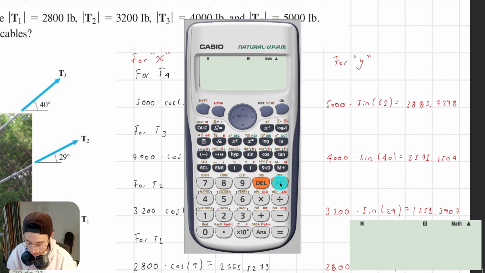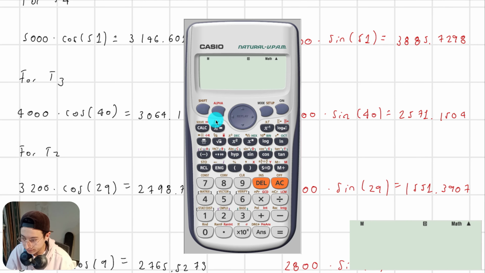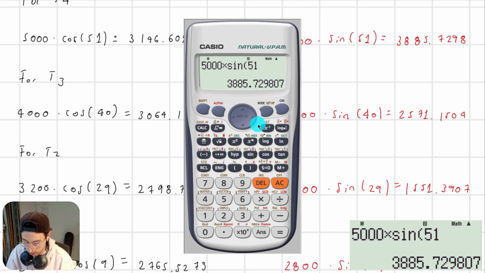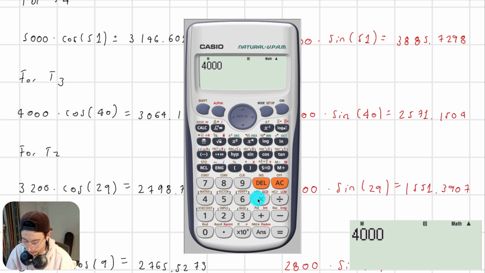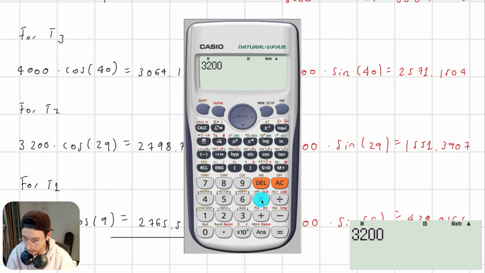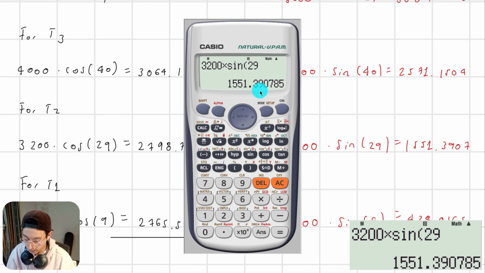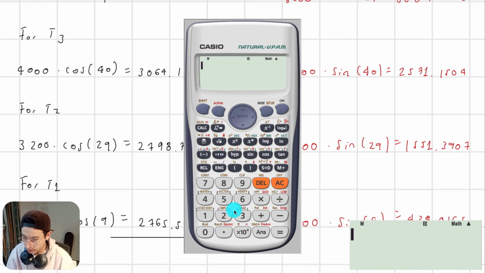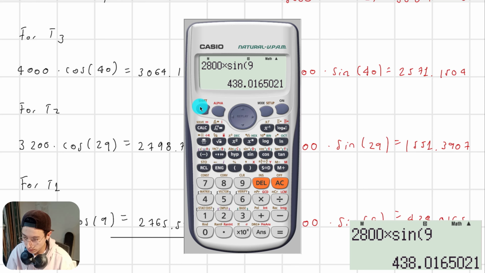All right, now same for the y-axis. 5,000 times the sine of 51 equals, it was correct, Shift Storage within E. 4,000 times the sine of 40 equals this, Shift Storage within F. 3,200 times the sine of 29 equals 1,551.3907, Shift Storage within X. And 2,800 times the sine of 9 equals, okay, it was correct, Shift Storage within Y.